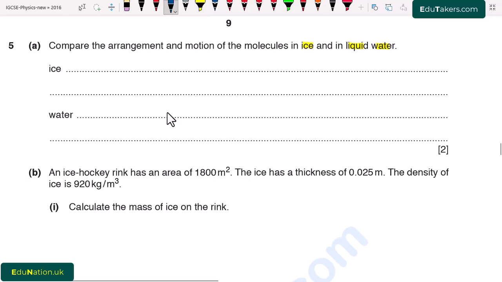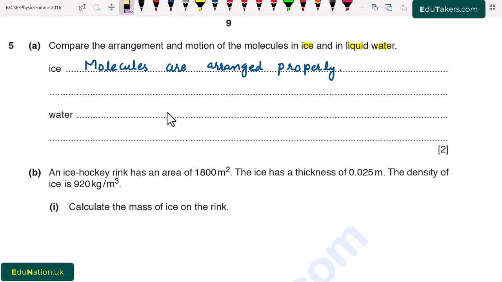So I write here, in the ice, molecules are arranged properly. So in the water, irregular arrangement of molecules.